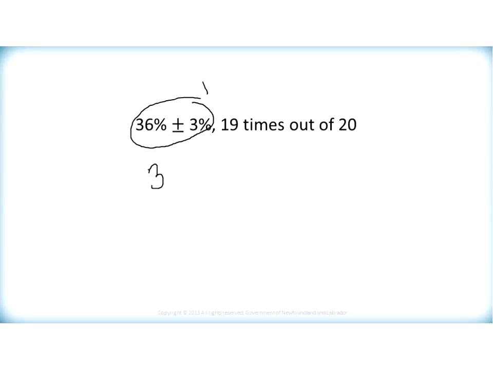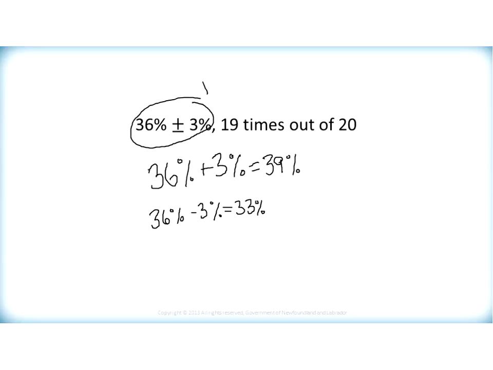What that tells me is that I can have 36% plus 3%, which is 39%. So I can have a maximum measurement of 39%. Or I can go as low as 36% minus 3%, which is 33%. Okay, so I have a tolerance in this measurement of 3%. So I can have acceptable ranges as low as 33% and as high as 36%, sorry, that should be 39%.